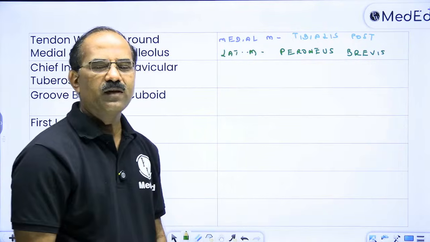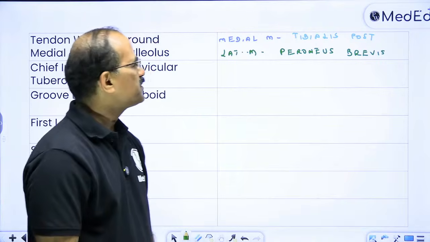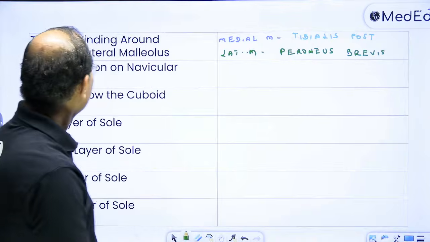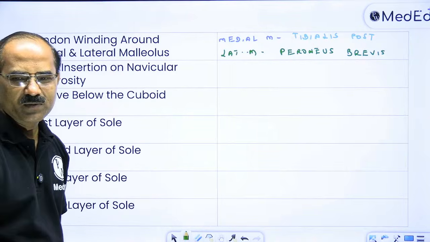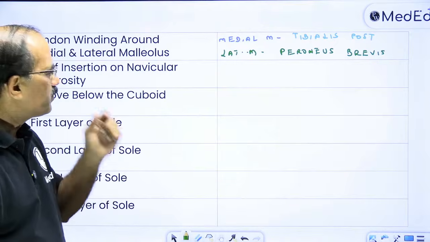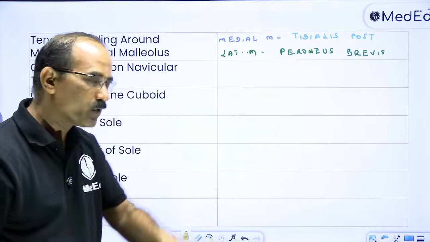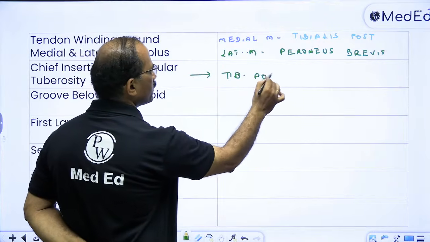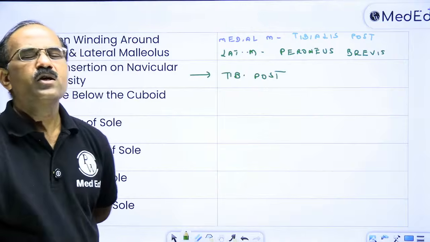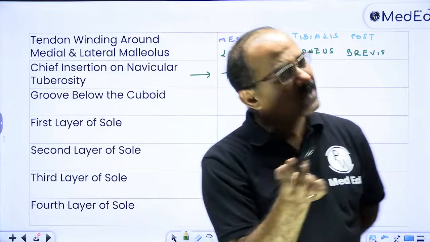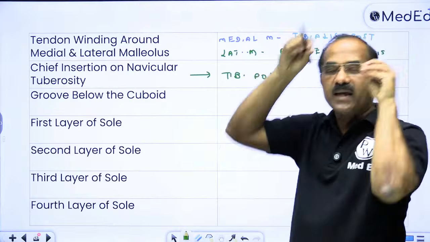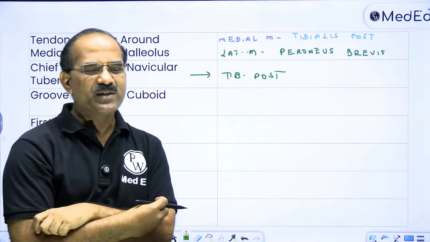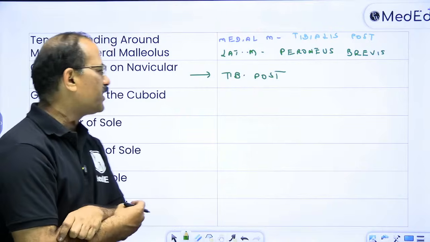Navicular. Tibialis posterior, chief insertion is on the navicular tuberosity. Perfect, very good. This is the navicular bone, and there is a tuberosity there. The main insertion on the navicular tuberosity is tibialis posterior. Remember this. So tibialis posterior winds around the medial malleolus and then goes and gets inserted mainly on the navicular tuberosity.